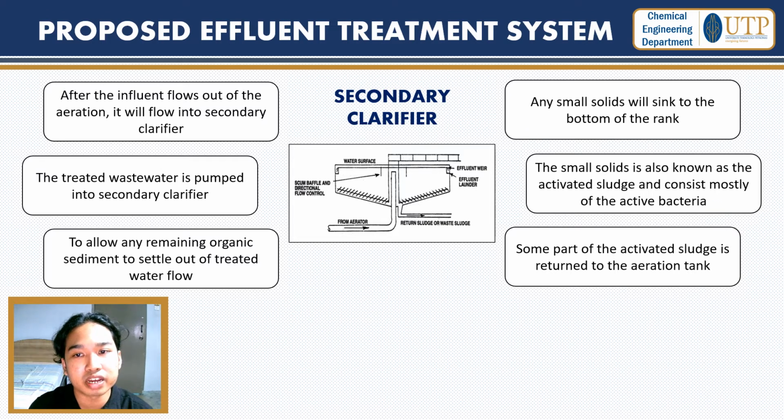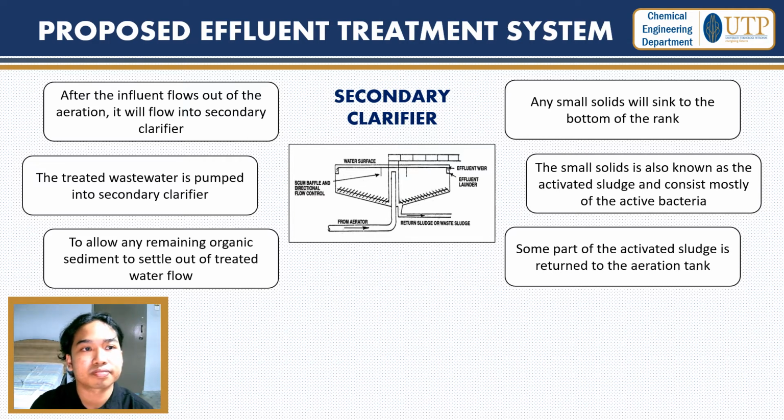This is done by letting any small solids sink to the bottom of the tank. The small solid is also known as the activated sludge and consists mostly of the active bacteria. However, some part of the activated sludge is returned to the aeration tank. Okay, that is all from me.